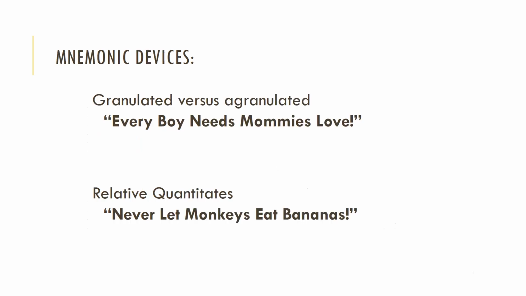Now there are some mnemonic devices that can help you remember the quantities of the leukocytes, or whether they're granulated versus agranulated. The relative quantities, never let monkeys eat bananas, means the neutrophils are the most numerous and the basophils are the least numerous. Granulated versus agranulated: eosinophils, basophils, and neutrophils are granulated. Monocytes and lymphocytes are not granulated.